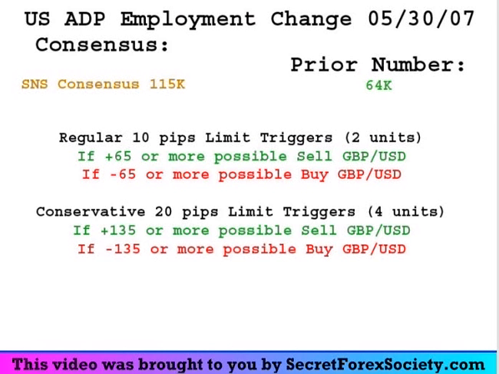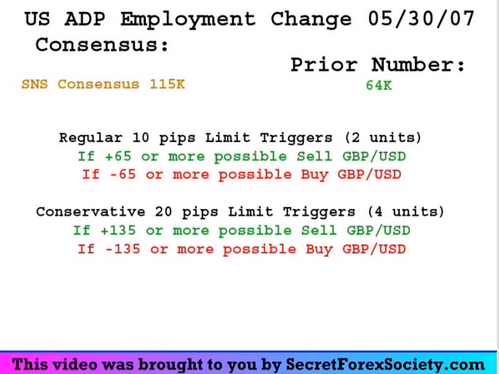So we have US ADP Employment Change coming out of the United States, and this is a private report where ADP stands for Automatic Data Processing. There is an organization that processes a lot of payrolls for a lot of merchants, and it covers about 20% of the whole employment situation in the United States.